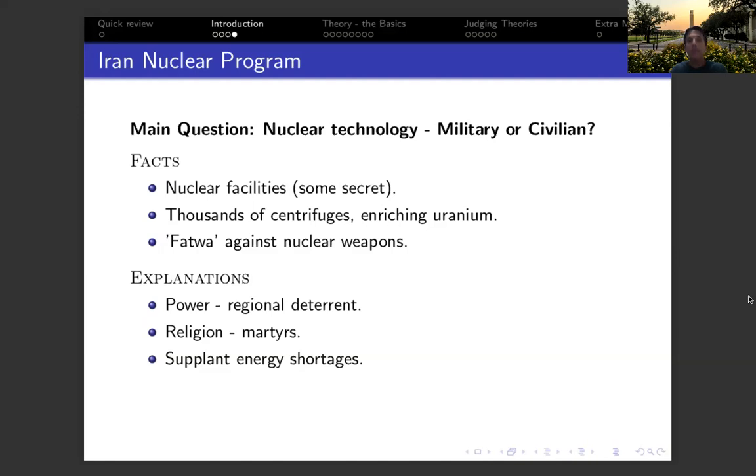At the same time, we can also say that Iran is interested in developing civilian nuclear energy in order to supplement its depleting energy supply. They have energy shortages, especially since most of their existing energy resources are being exported in order to support the Iranian economy. So they want to develop nuclear energy in order to supplement those energy sources. Those are three different potential explanations for why Iran would develop nuclear technology.